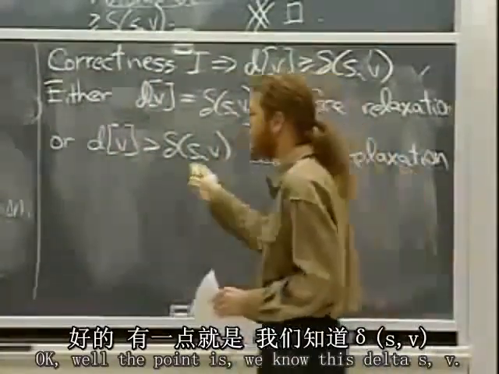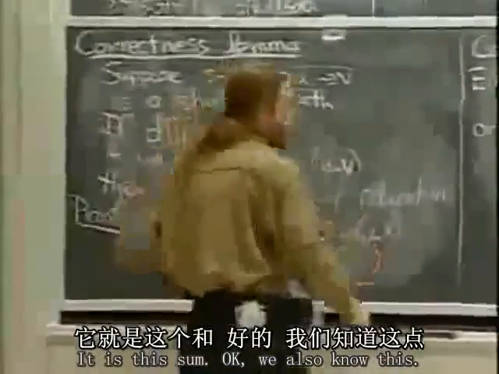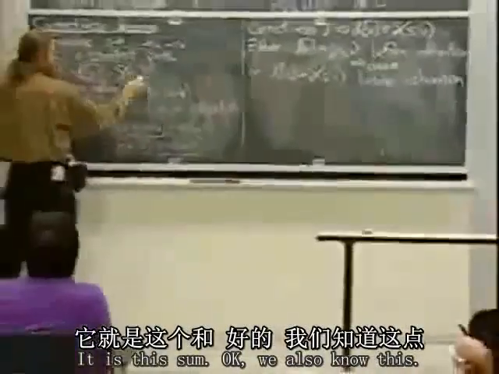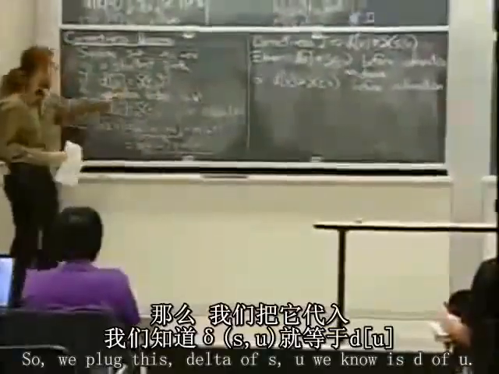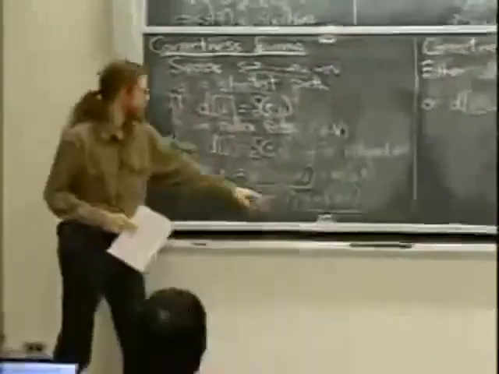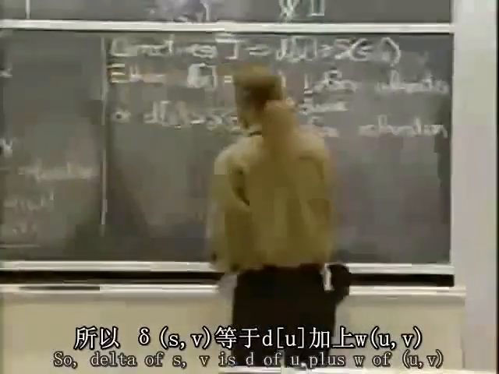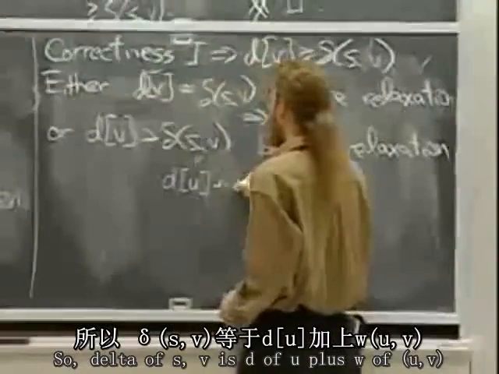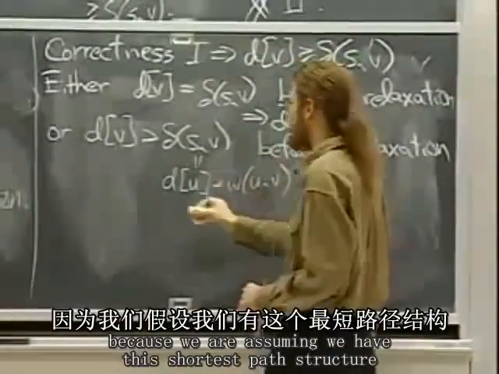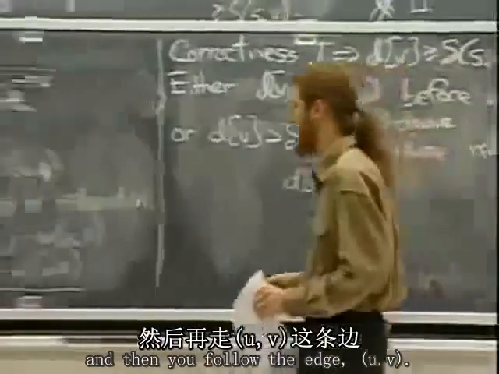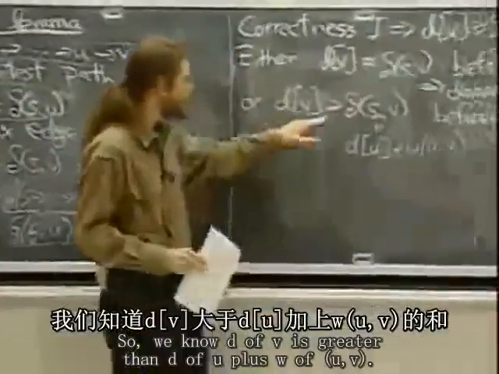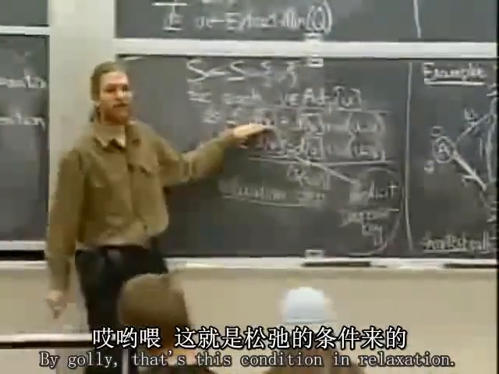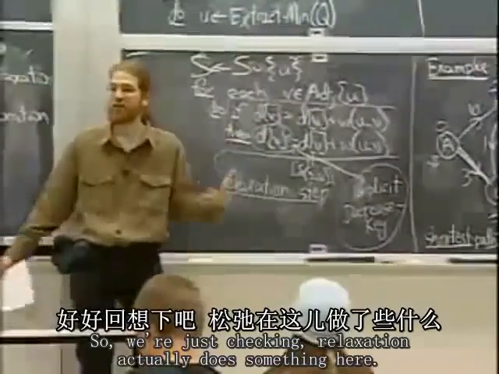Well, the point is, we know this delta of s comma v. It is this sum. So we plug these in: delta of s comma u we know is d of u, and we have this w of u comma v. So delta of sv is d of u plus w of uv, because we're assuming we have this shortest path structure where you go from s to u, and then you follow the edge uv. So we know d of v is greater than d of u plus w of uv. By golly, that's this condition in relaxation. So just checking, relaxation actually does something here.